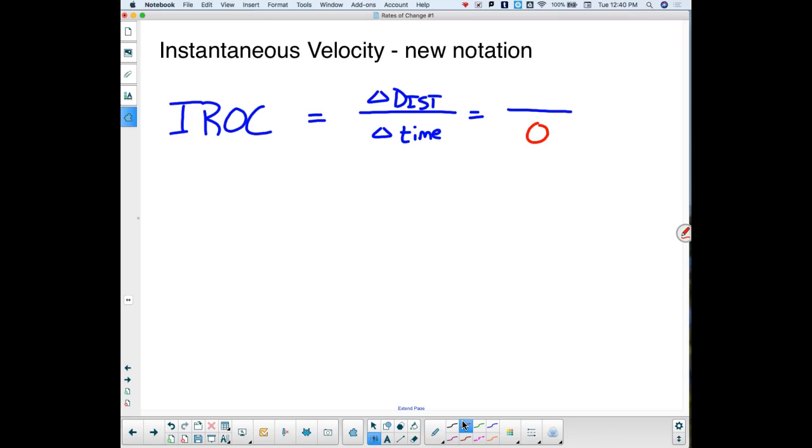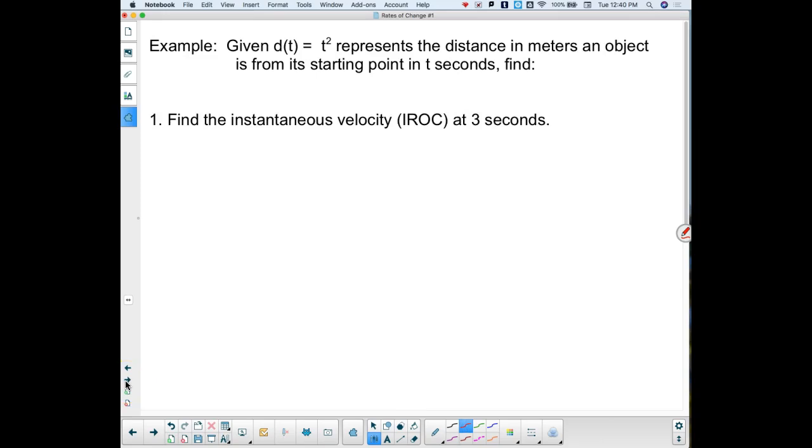So what we can do is change up our function here a little bit. We're going to go d of t is now just t squared. We're going to have that represent the distance in meters an object is from its starting point in t seconds. So we want to find the instantaneous velocity at 3 seconds. So I could say something along the lines of, let me find the AROC from 3 to 3.5. Because that half of a second gap is nice.